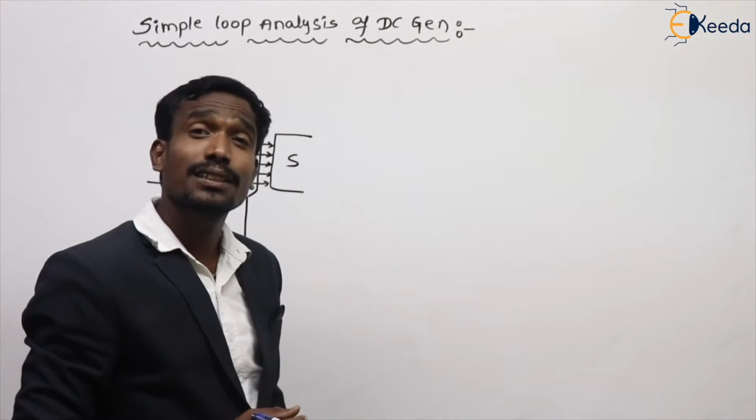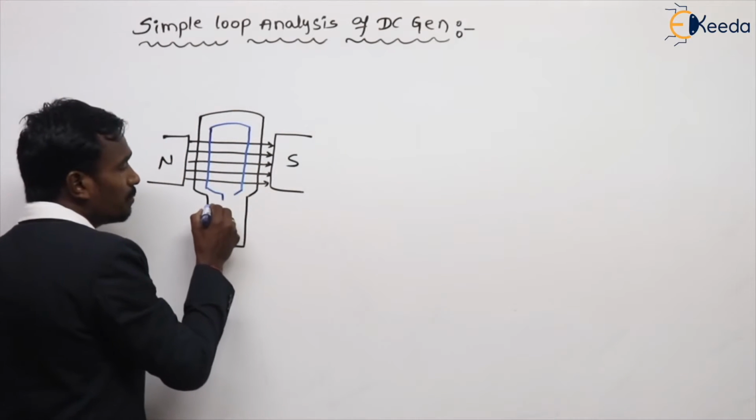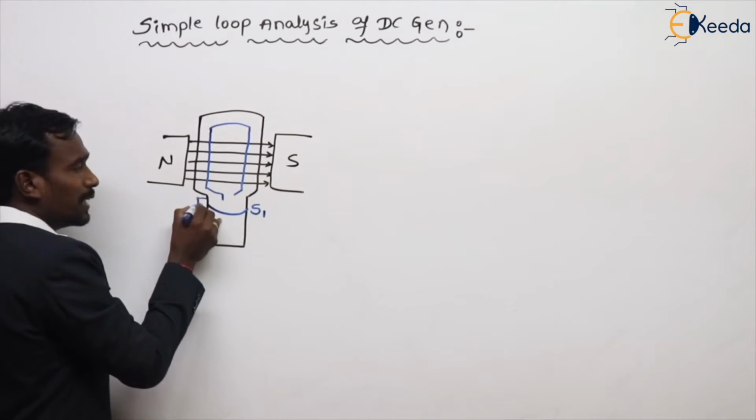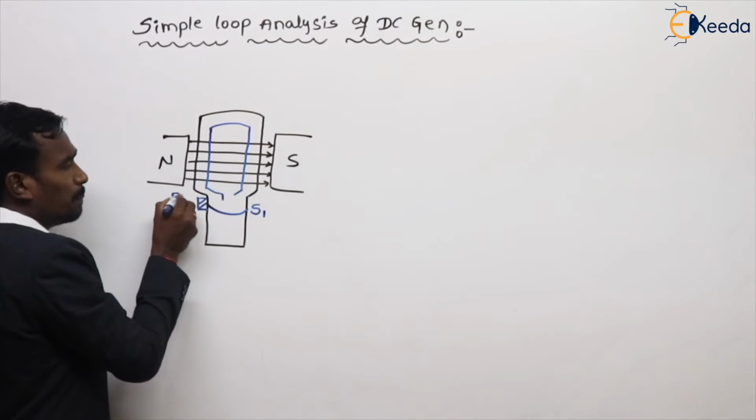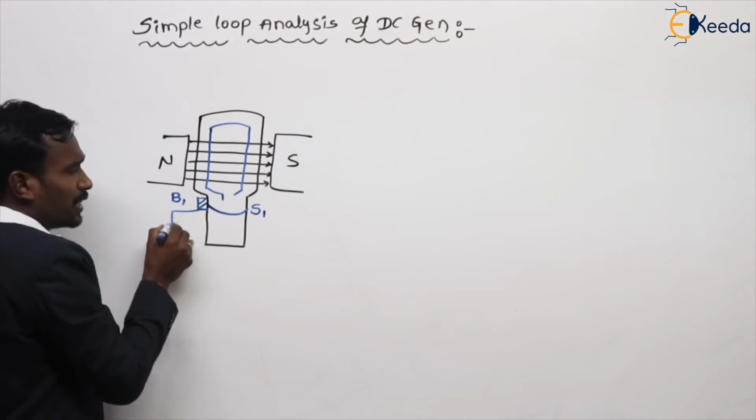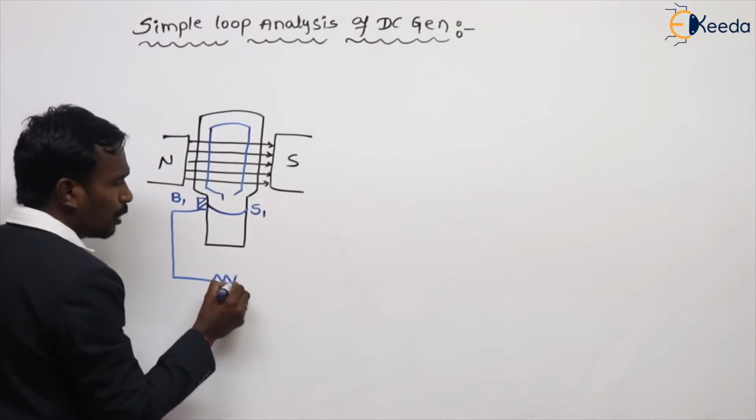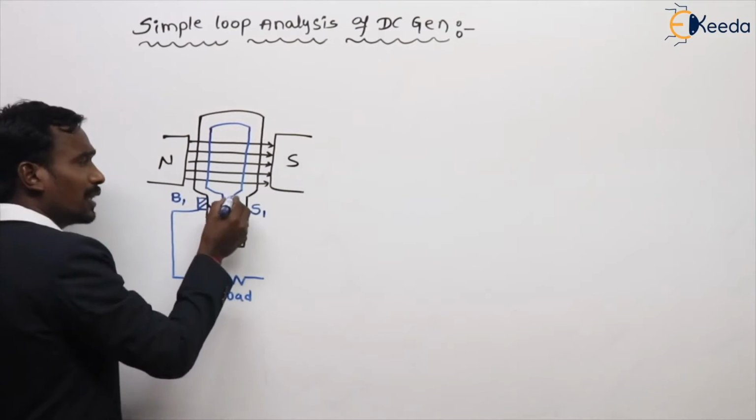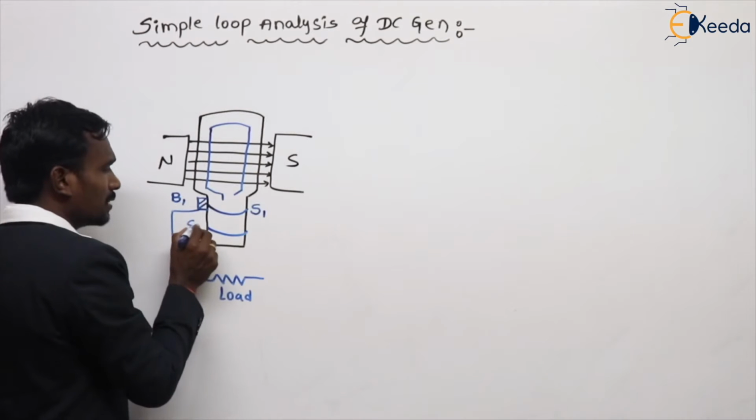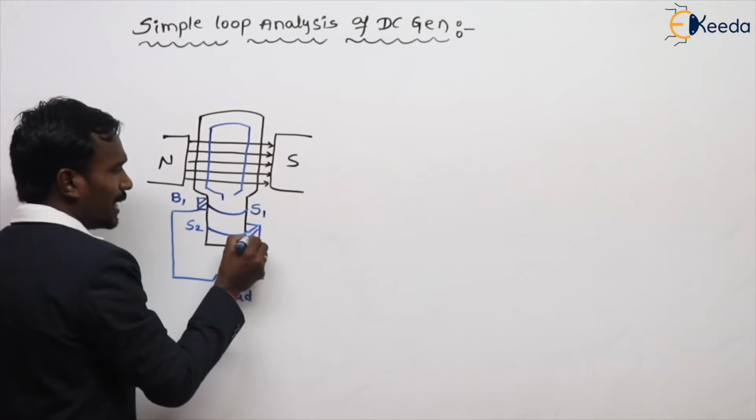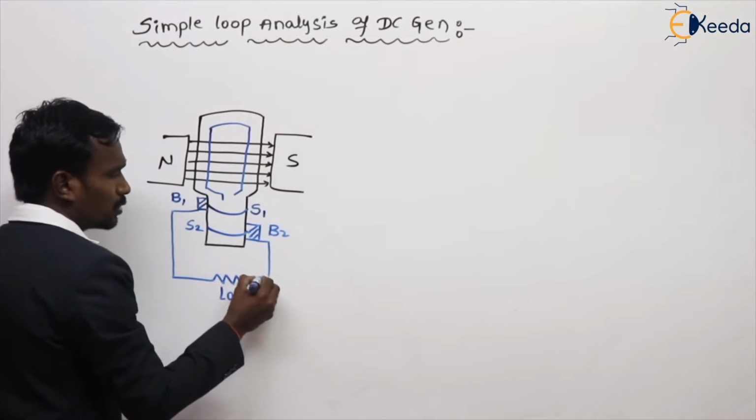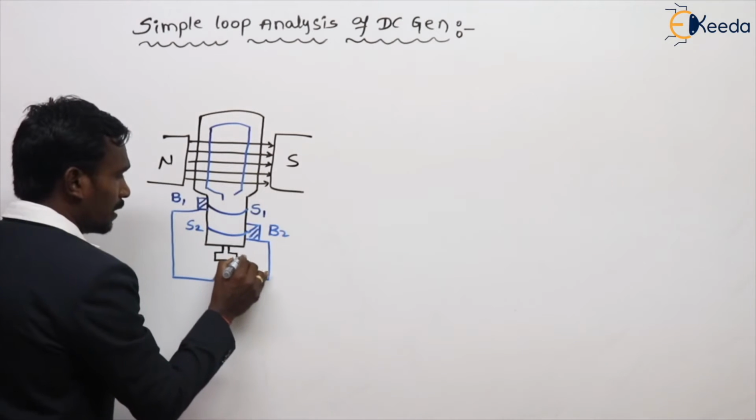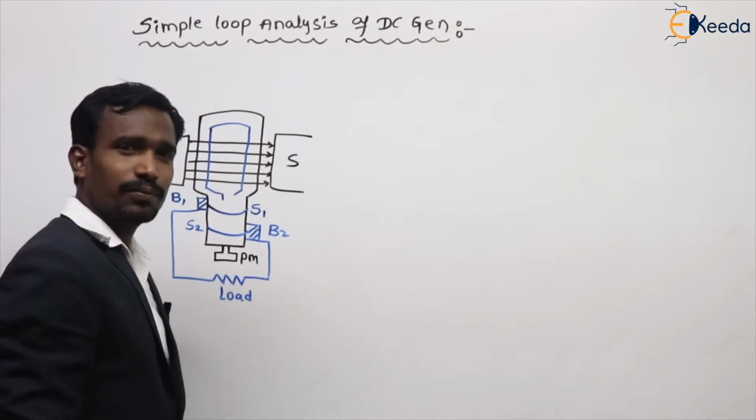So the rotating coil gives the current or EMF to the split rings. This is split ring 1, and this split ring gives the supply to the brushes. This is brush 1. This brush gives the supply to the load. This is the resistive load, as well as split ring 2 here. This split ring 2 is connected to brush B2, which is connected to the load. Of course, this is connected to the prime mover, which will rotate the armature.